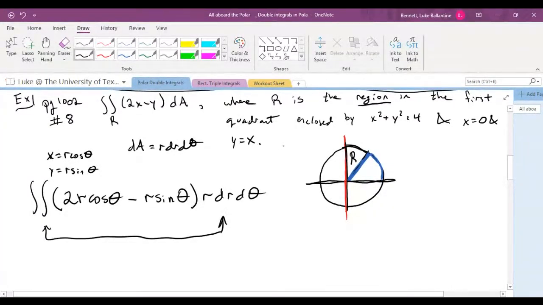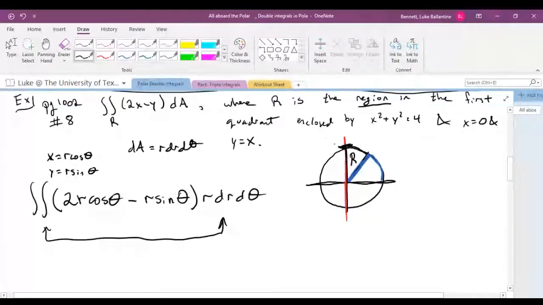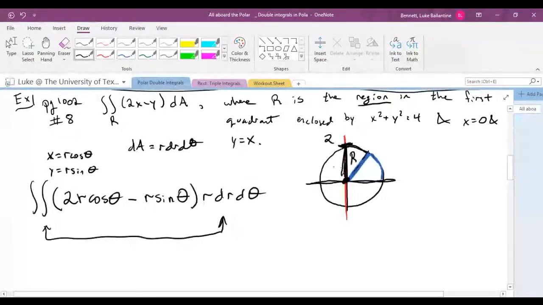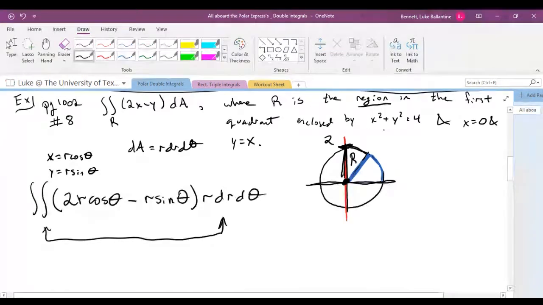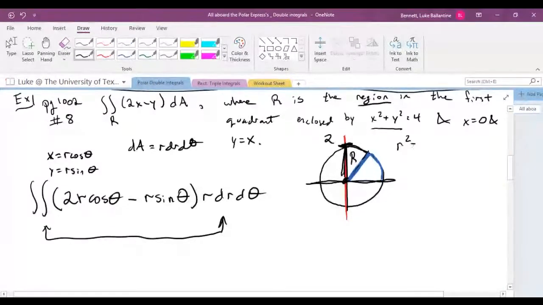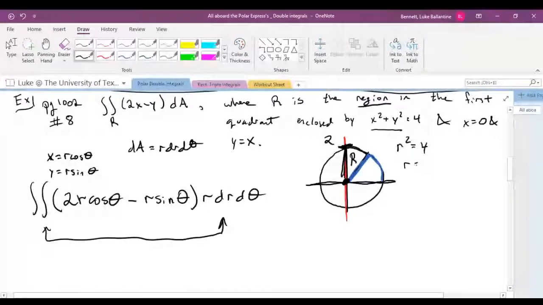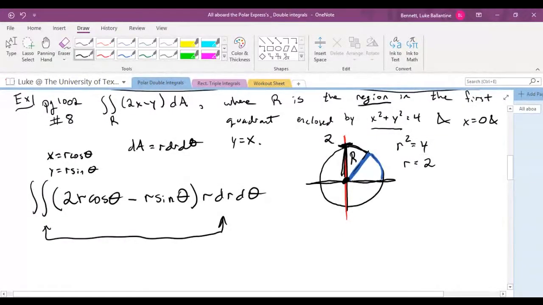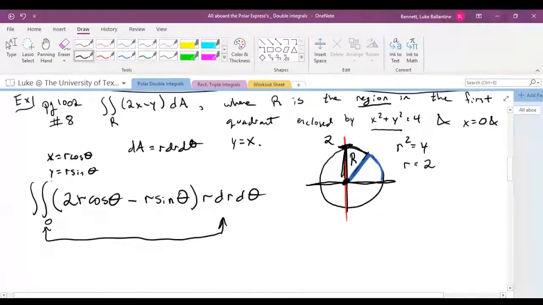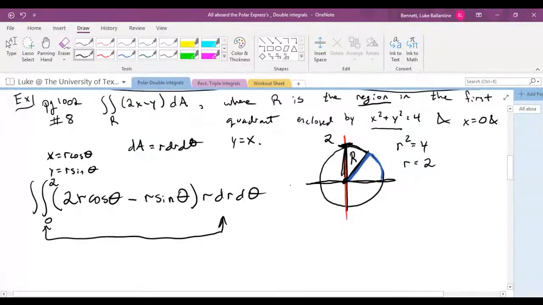So the radius is going all the way from the origin to the circle of radius 2 in polar, because x squared plus y squared is really r squared, which is equal to 4. Take the square root, r is always positive, 2. So we're going from 0 to 2. Theta, on the other hand, goes from pi over 4, the bisection by the line y equals x, to pi over 2.